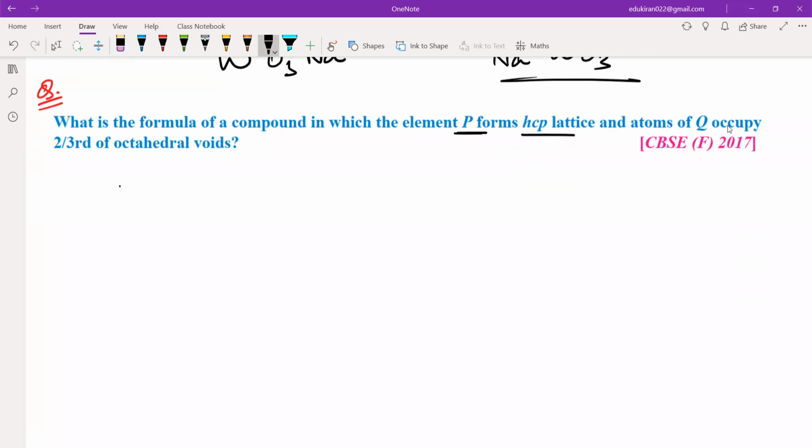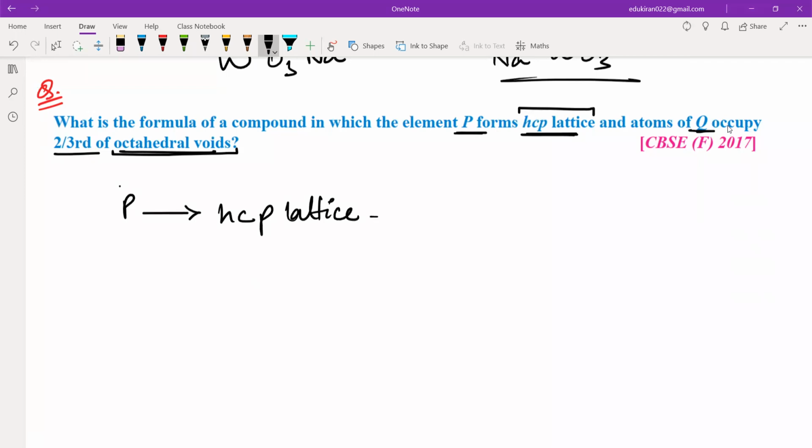So element P forms an HCP lattice. And atoms of Q occupy 2/3 of the octahedral voids. Now, in this case, you can see that they have not given a specific position of the atoms. They are saying that it is forming a lattice and it is present in the octahedral voids. So in this type of question, what you have to do is write P, and then say that it is an HCP lattice.